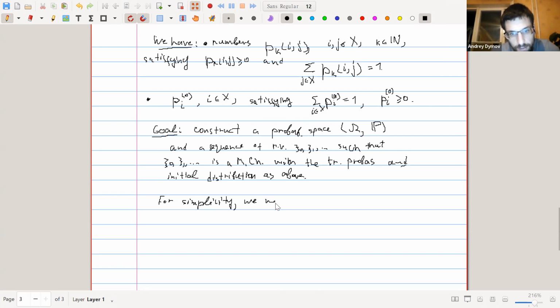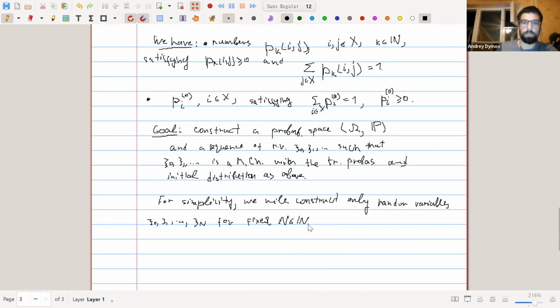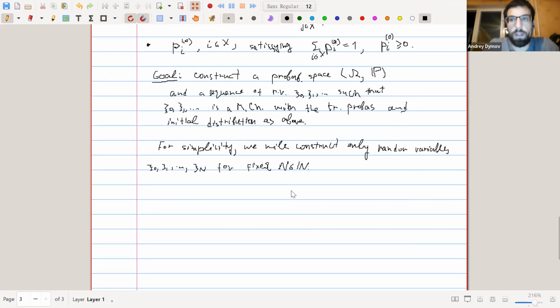For simplicity, we will construct only random variables xi zero, xi one, etc., say xi n, for fixed n, where n is some natural number. So how will we proceed? Just directly.